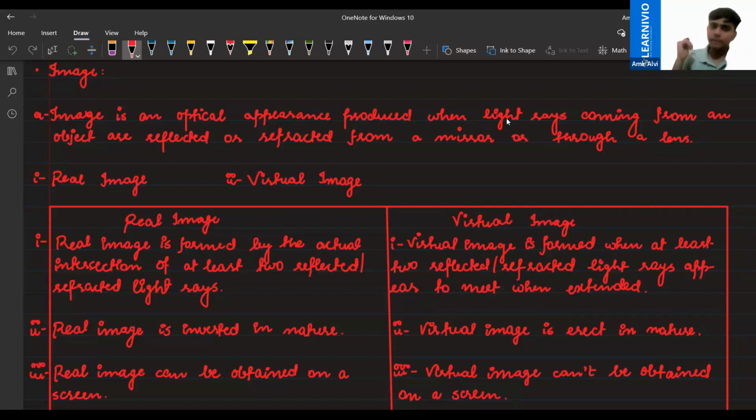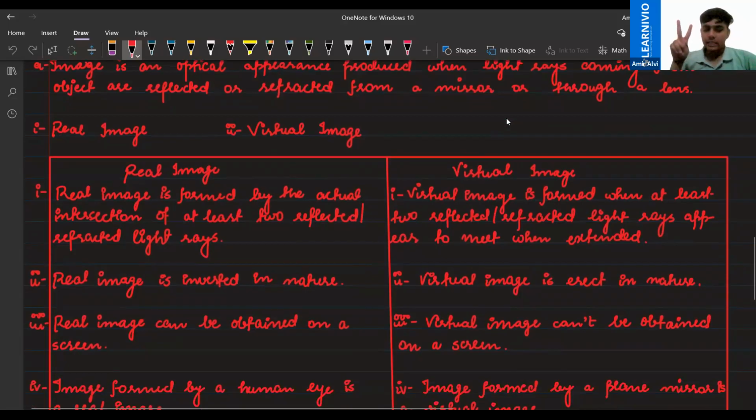Yes, sir. Okay. Now we have two types of images. First one is the real image. Second one is the virtual image.